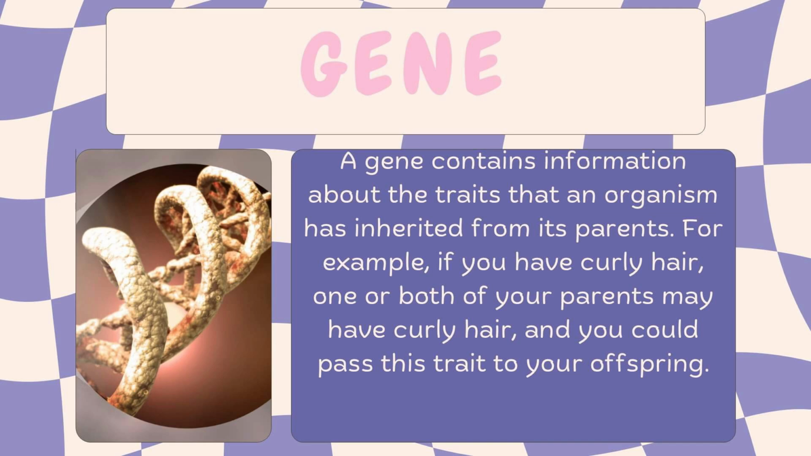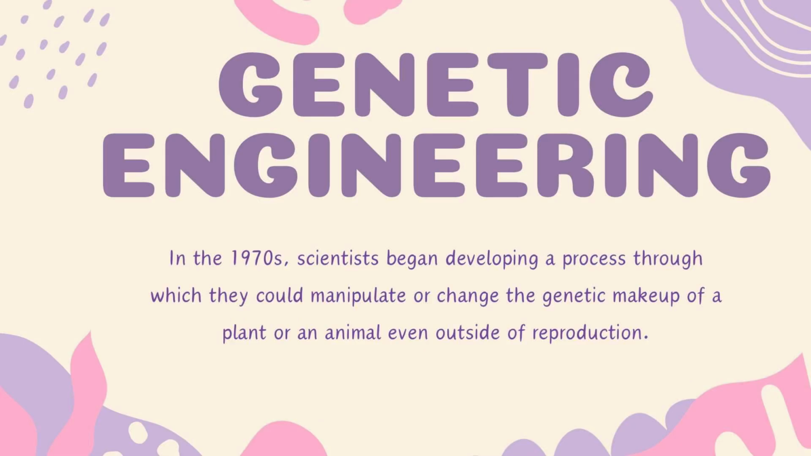For example, if you have curly hair, one or both of your parents may have curly hair. So, kung kulot ka, pwedeng si mama, si papa, o pareho sila, ay kulot din. And you could pass it to your offspring. At pwede mo naman yung ipasa para sa panibagong henerasyon. So, when we say genetic engineering, that means that this is the modification of the genes or the modification of the traits or the characteristics of a certain organism.